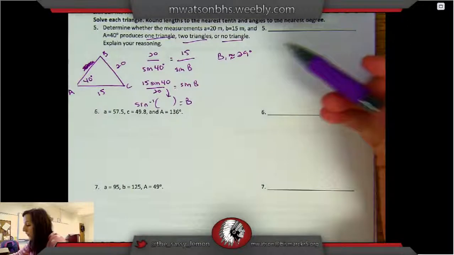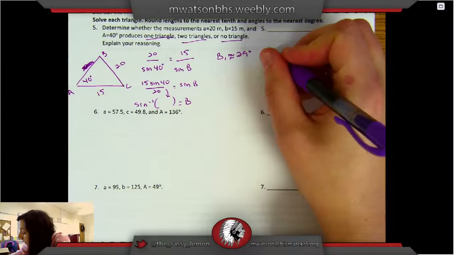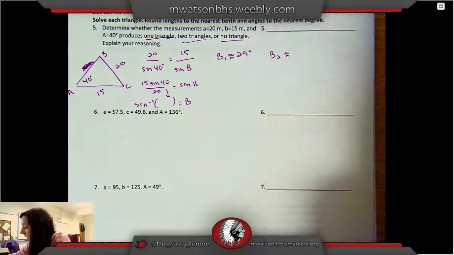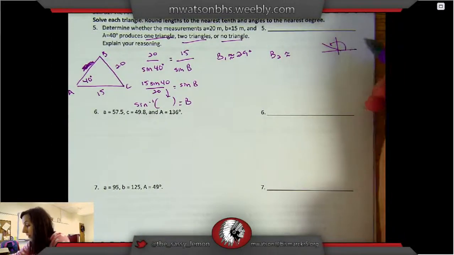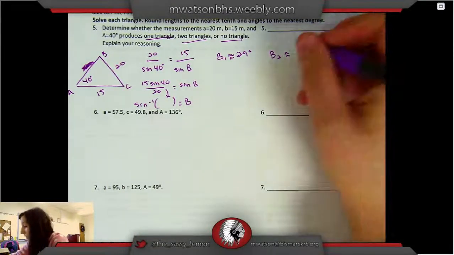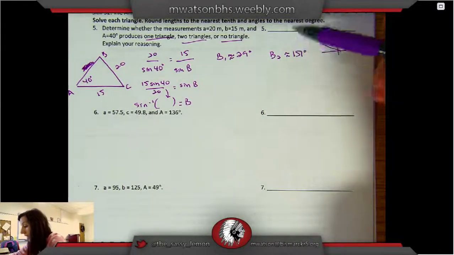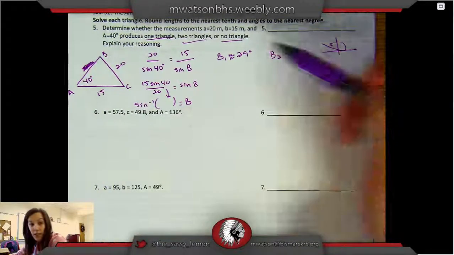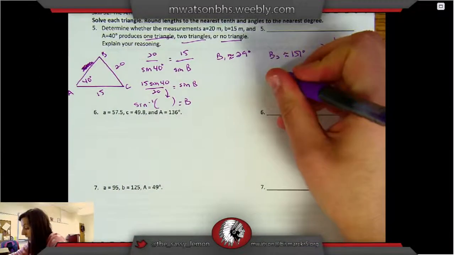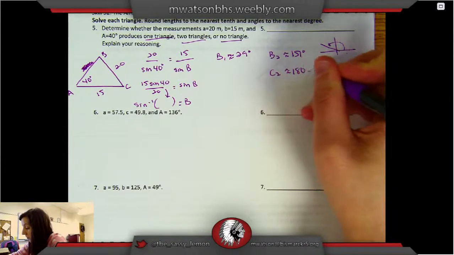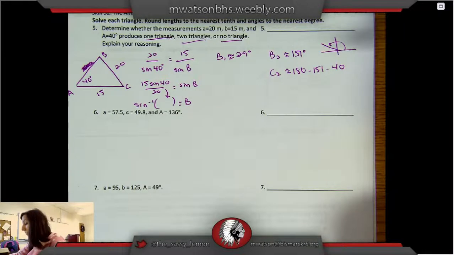So at this point, I can see that I'm going to have to look for a B sub 2 in the second quadrant. So I'm going to do 180 minus 29, and I'm going to end up with 151. Now what I have to do is check, is it possible for angle B and angle A to be in a triangle together? And it's not. If I do 180 minus 151 minus 40, I'm going to get a negative. So that means there's only one triangle.